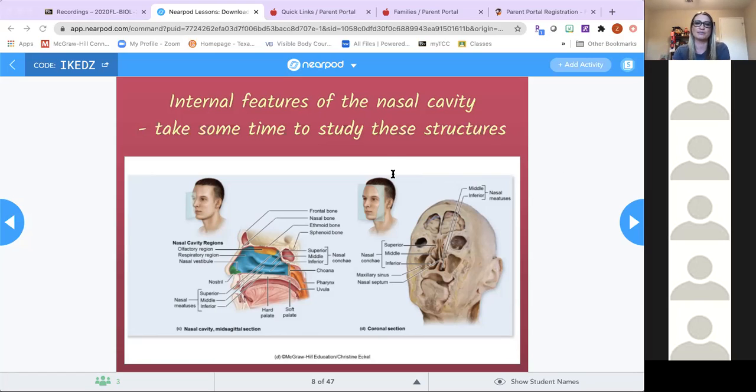Olfactory region contains receptors. These receptors are going to react to chemicals in the air, and then we translate that into different odors. And then respiratory region is responsible for warming up the air to about 36.5 degrees Celsius. This is close to your normal body temperature. And as it's doing this, it's also humidifying the air as the air is passing through your respiratory system. The air is being humidified to about 85% humidity before we send it to the rest of the respiratory tract.